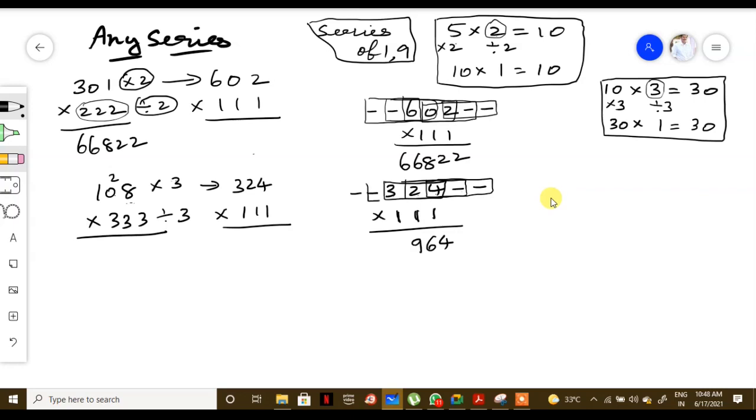Next one is dash plus 3 plus 2. Next pair. So dash plus 3 is 3, 3 plus 2 is 5. Again dash plus 3. So dash plus 3 is 3. So we got the answer for this question. So what is it? It is 35964. Okay. Now we go for the next question.